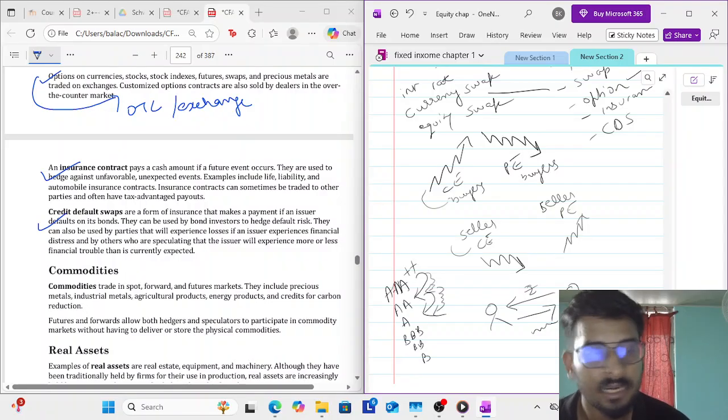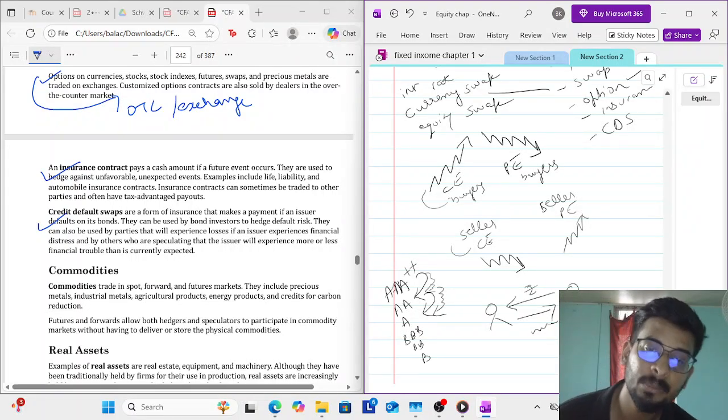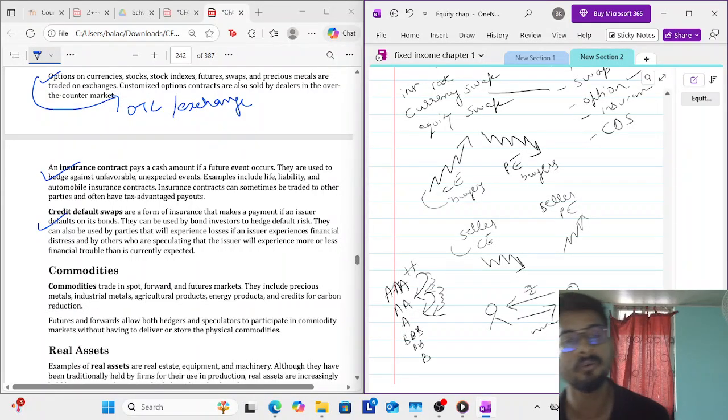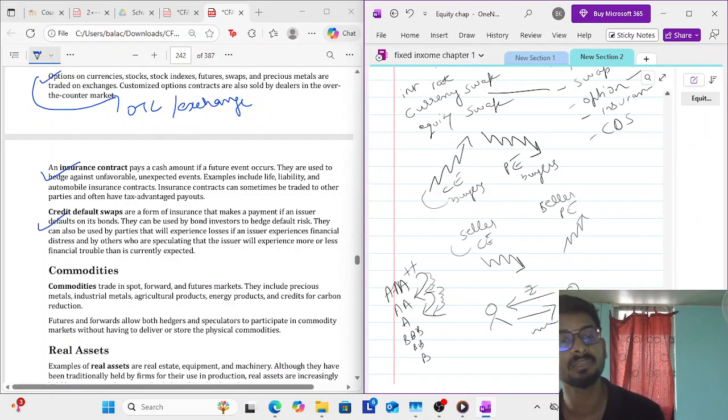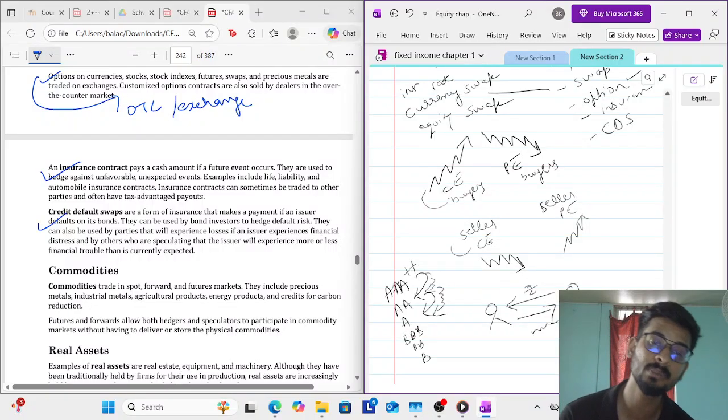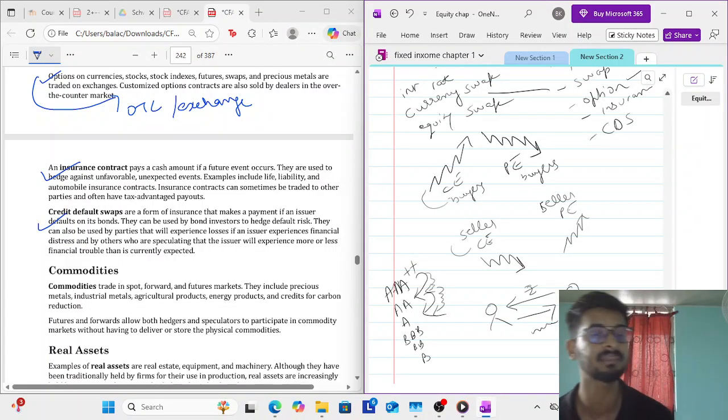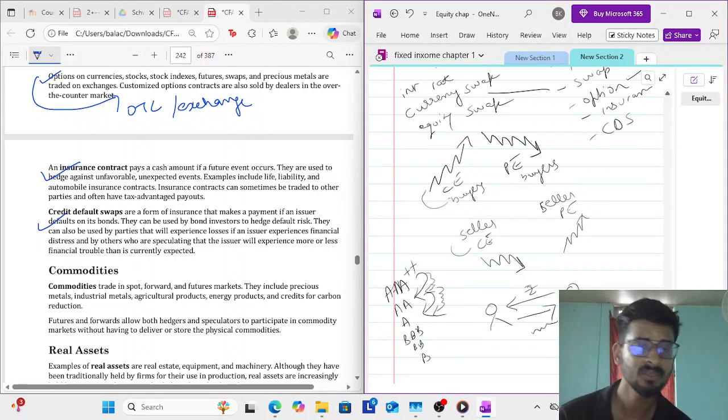So this is actually a credit default swap. I just told you everything in this short story, to make it more interesting. Credit default swaps are a form of insurance that makes a payment if an issuer defaults on its bond. They can be used by bond investors to hedge default risk. They can also be used by parties that will experience loss if an issuer experiences financial distress, and by others who are speculating that the issuer will experience more or less financial trouble than is currently expected.